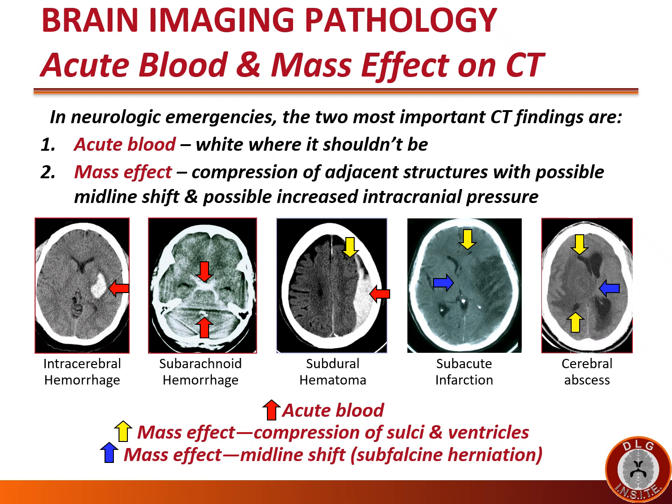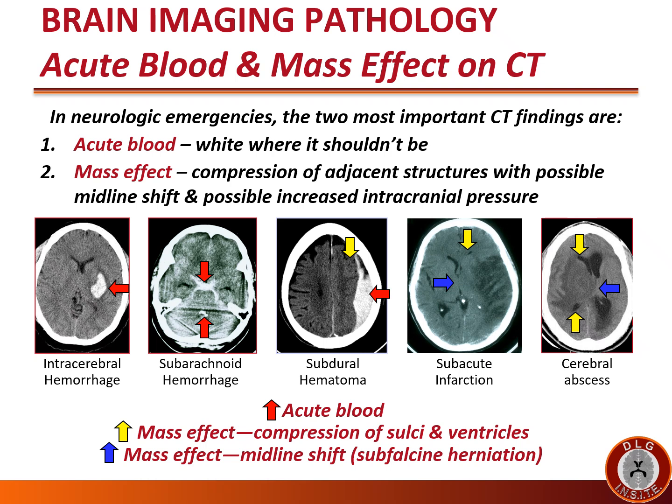The image on the far left shows blood within the parenchyma called intracerebral hemorrhage. The second image shows blood in the subarachnoid spaces, that is to say subarachnoid hemorrhage. The third one shows the acute blood outside the brain, pushing on the brain. It's called a subdural hematoma, and as you can see from the yellow arrow, this is causing mass effect with compression of the sulci and ventricles on that side.